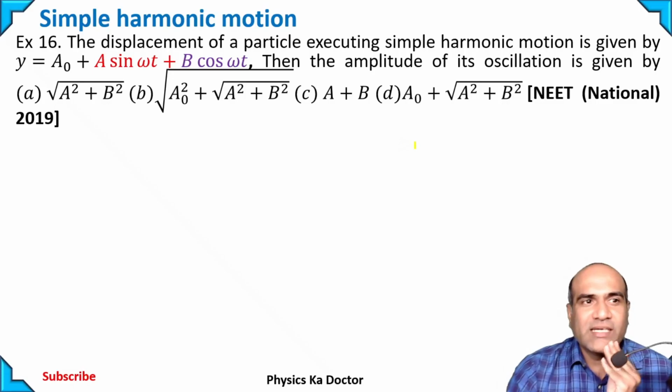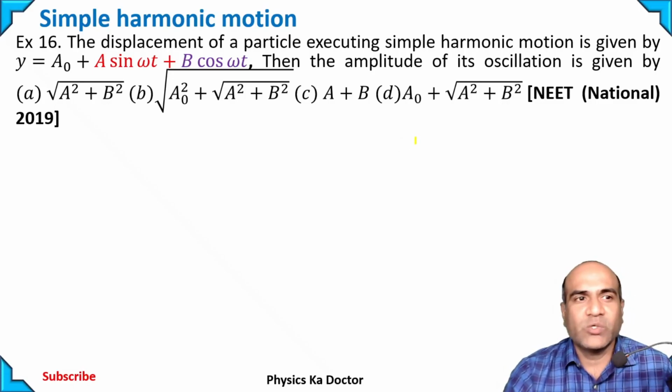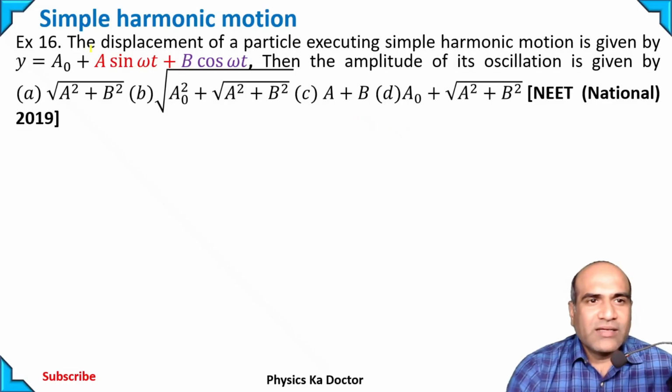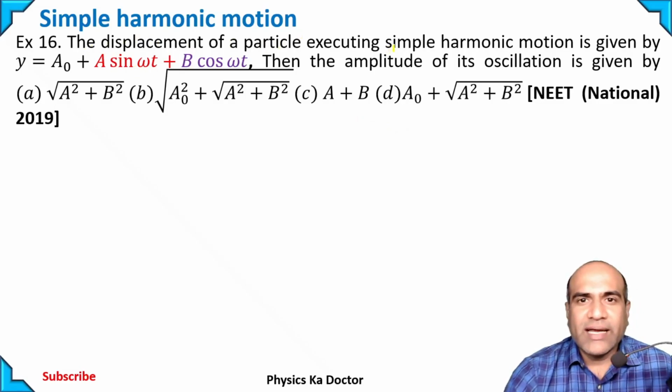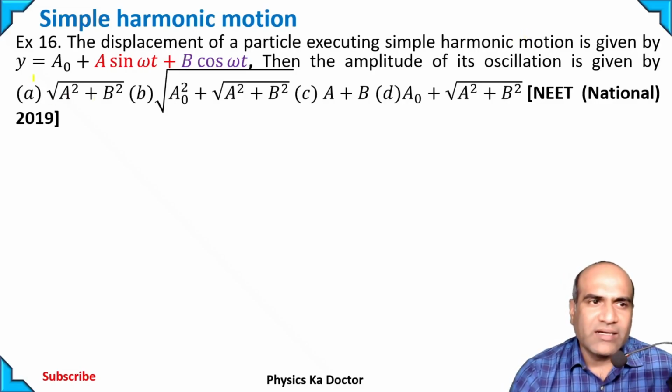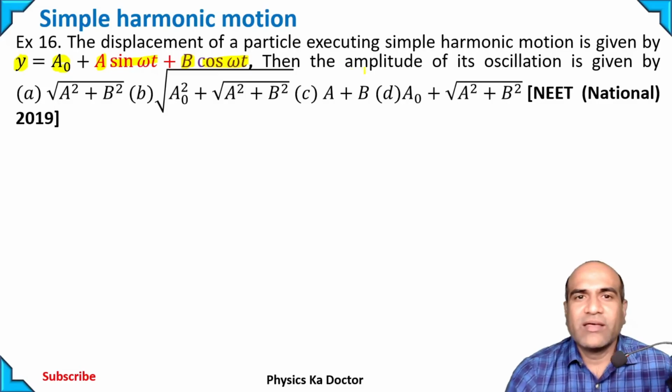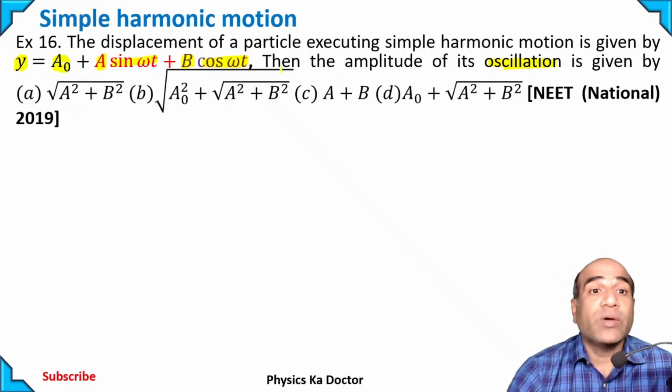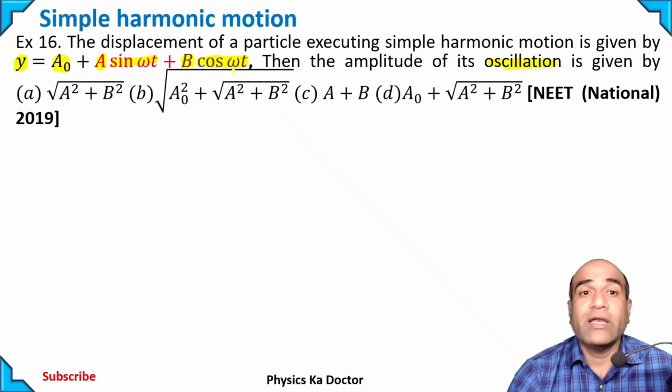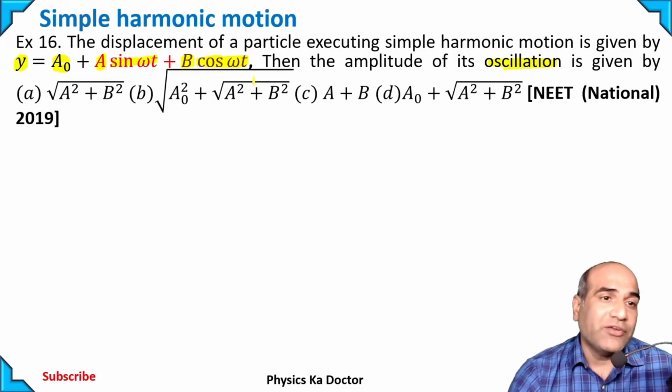Now next is example number 16, NEET National 2019. The displacement of a particle executing simple harmonic motion is given by this equation: y is equal to a0 plus a sin omega t plus b cos omega t. Then the amplitude of its oscillation, we need to find the amplitude of this equation. NEET National 2019. Okay, let's see.